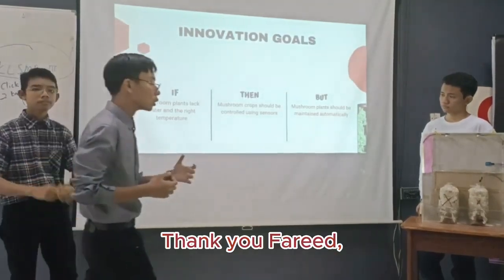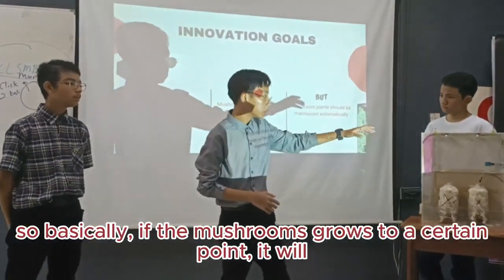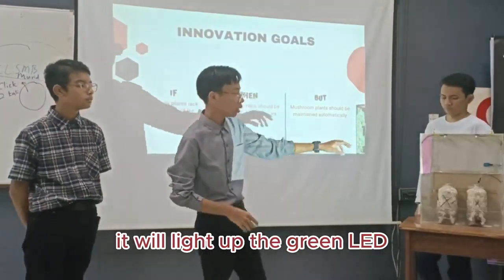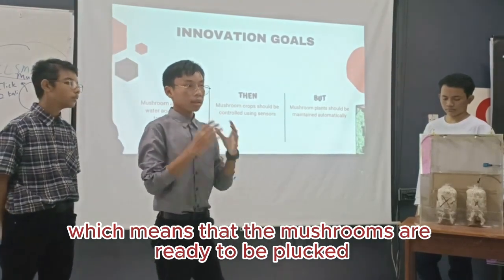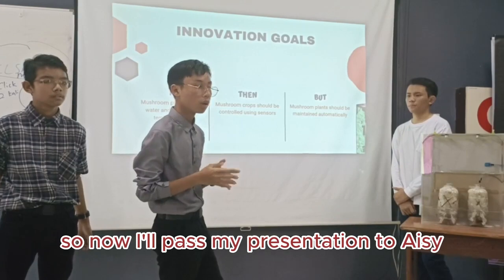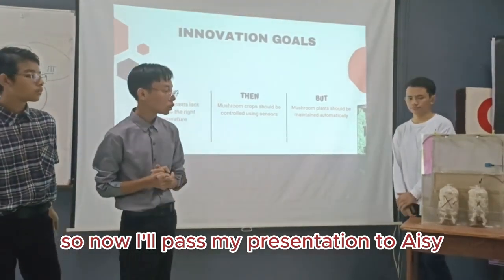Thank you, Farid. So basically, if the mushrooms grow to a certain point, it will light up the green LED, which means that the mushrooms are ready to be plucked, but it needs to be plucked manually. So now I'll pass my presentation to Aishi.